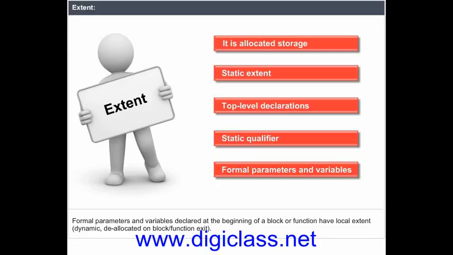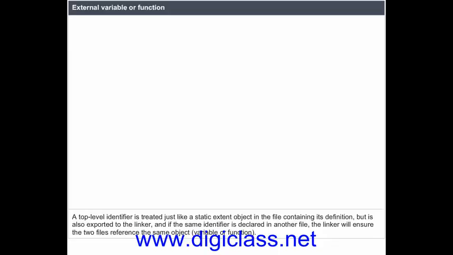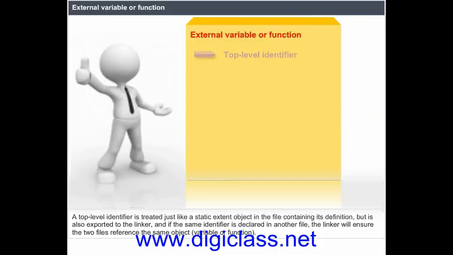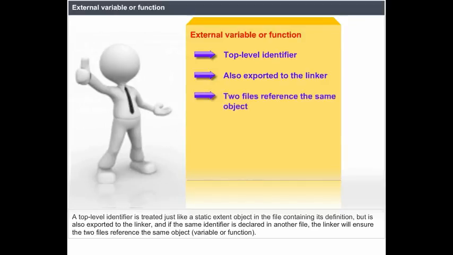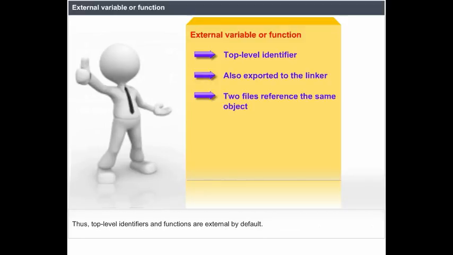Dynamic: deallocated on block or function exit. External variable or function. A top-level identifier is treated just like a static extent object in the file containing its definition, but is also exported to the linker, and if the same identifier is declared in another file, the linker will ensure the two files reference the same object, variable or function. Thus, top-level identifiers and functions are external by default.